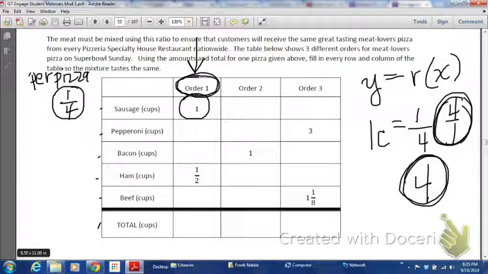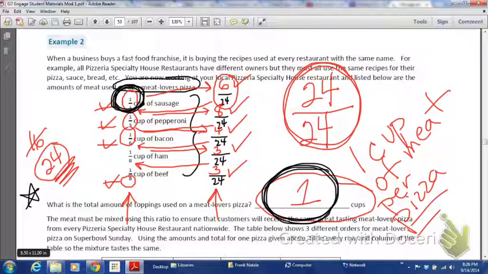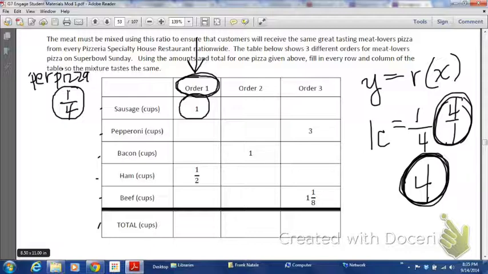Okay. Therefore, if we use this multiplier of 4 in order 1, all we would need to do then is look at everything else. So if one pizza took 1/3 cup of pepperoni, if we're using a multiplier of 4 times 1/3, that's going to equal 4/3. So now we have 4/3 cups, or 1 1/3. Let's go ahead and use mixed numbers here. 1 1/3 cups of pepperoni.